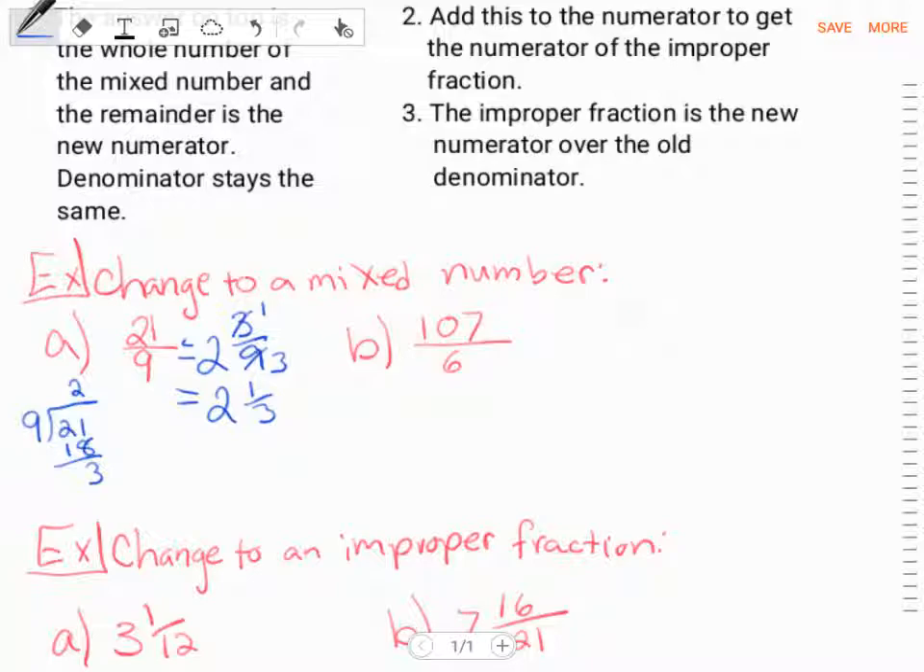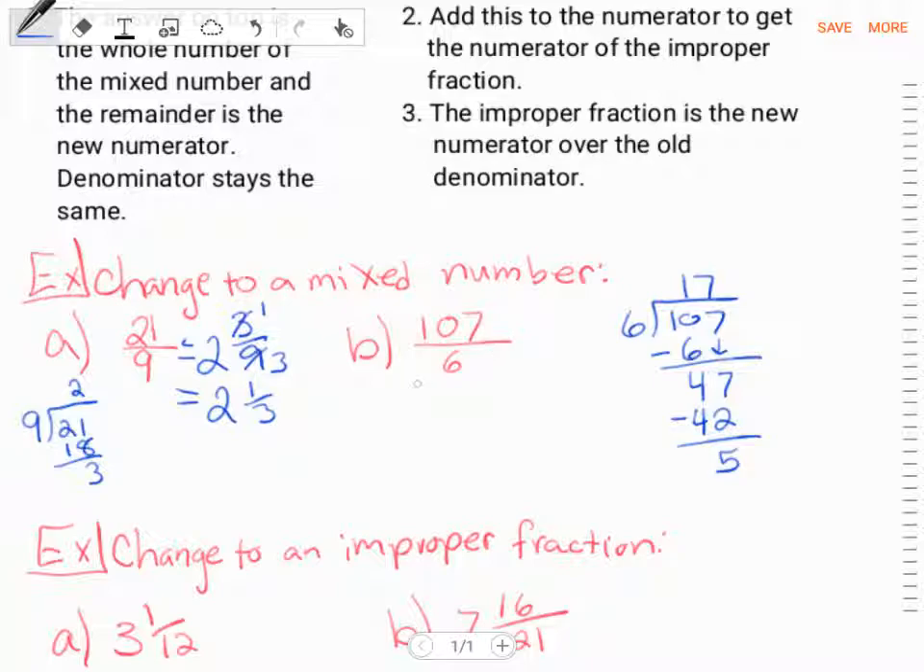Let's do B really quick. We're going to say 6 goes into 107. 6 does not go into 1, but 6 does go into 10 one time. 1 times 6 gives you 6. You subtract and you get 4. Bring down your 7. Think about 6 going into 47. It's going to go into that 7 times. 7 times 6 gives you 42. I subtract and get 5 left over.